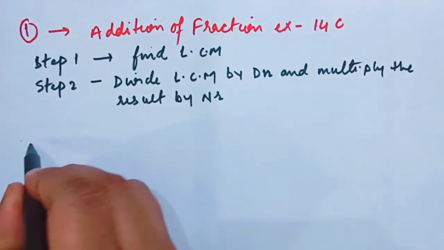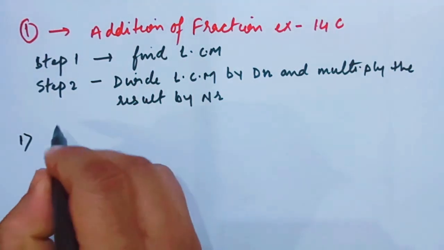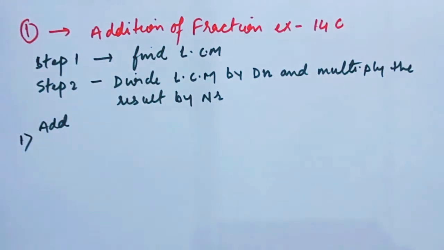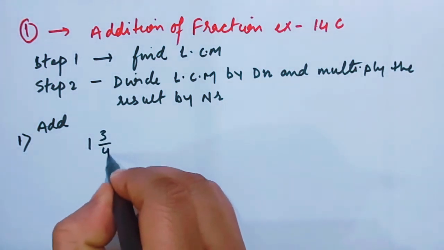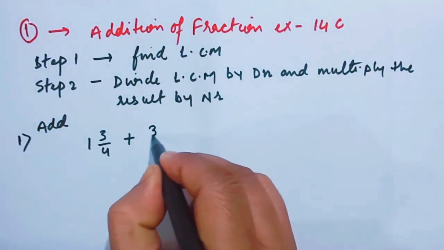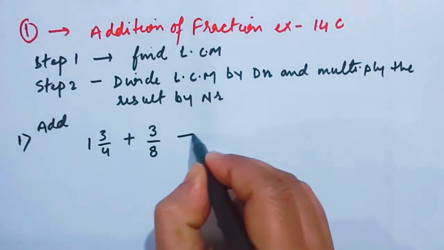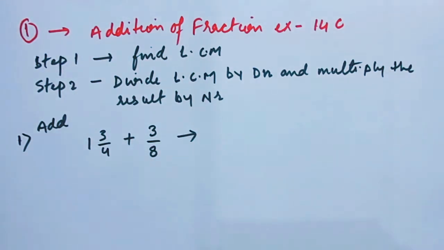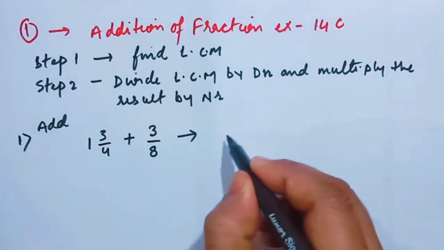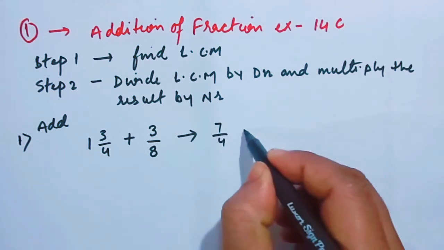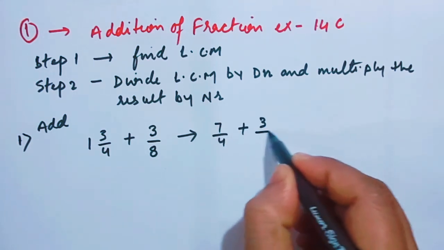Number 1. So we have addition of fractions. Here we have 1 3/4 plus 3/8. Here they have given you the fraction in mixed number form. So your priority is to change this into an improper fraction. 4 1s are 4 plus 3, 7/4 plus 3/8.